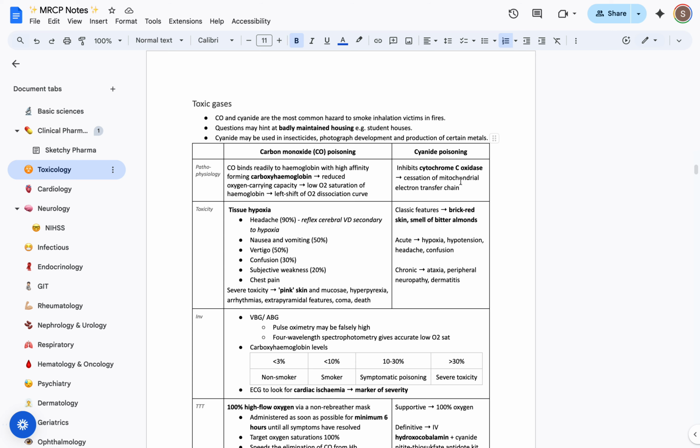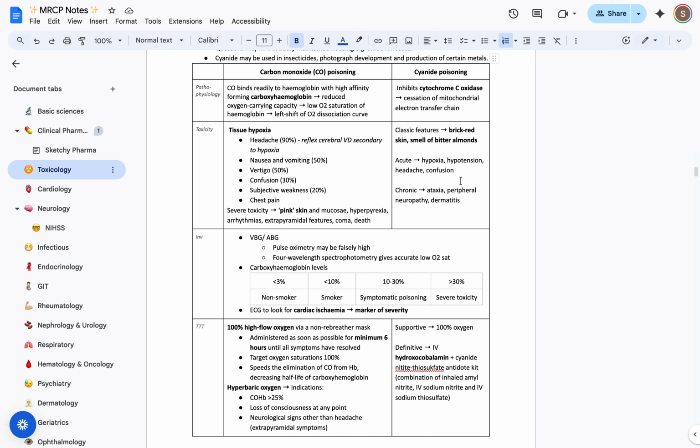For cyanide poisoning, again, as we said, this inhibits cytochrome C oxidase and causes cessation of the mitochondrial electron transport chain. It will cause brick red skin and the smell of bitter almonds. If it's an acute poisoning, the patient will have hypoxia, hypotension, headache, and confusion. If it's chronic, the patient will have ataxia, peripheral neuropathy, and dermatitis. What do you do if this patient comes to you?